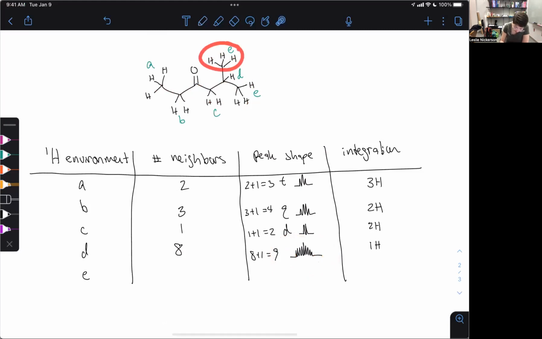So then let's look at E. E is 2 methyls, so it integrates to 6H. In terms of neighbors, we only need to look at one of these to determine how many neighbors, because they should have the same number of neighbors because they are equivalent. So for this one, all we need to do is look down and our only neighbor is D. So we've got 1 neighbor. 1 plus 1 equals 2, so that's going to be a doublet. It's going to be a great big doublet though because it integrates to 6.